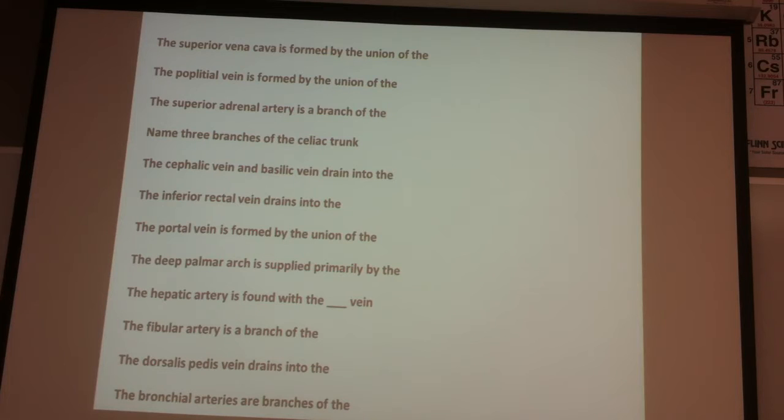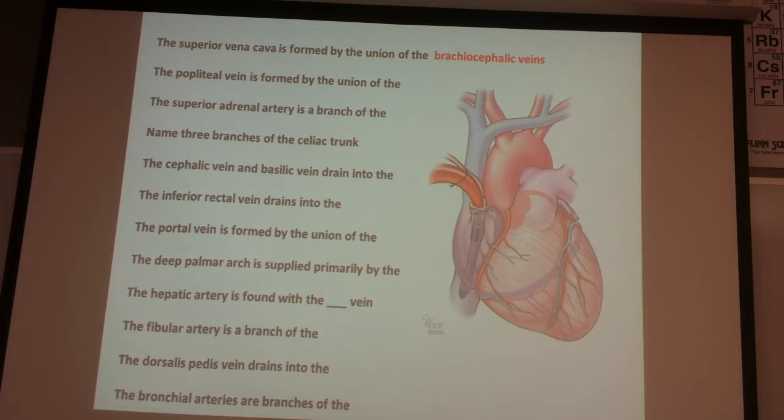What two veins join together to form the superior vena cava? Brachiocephalic veins. What two veins join together to form the brachiocephalic? Subclavian and internal jugular. There's no common carotid vein. So here's the internal jugular vein and the subclavian forming the brachiocephalic on each side, and the two brachiocephalics form the superior vena cava.